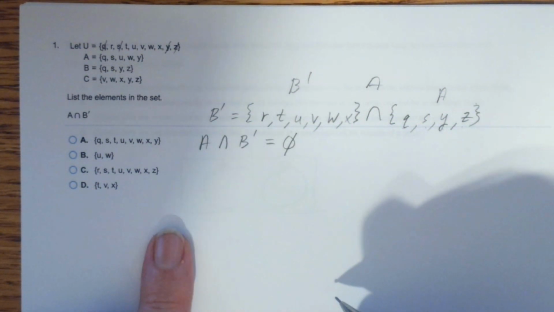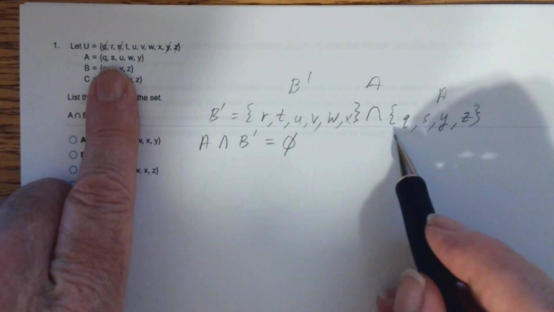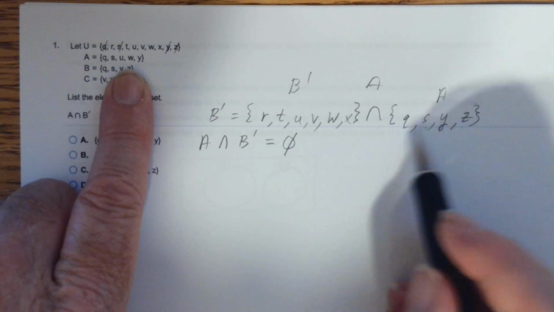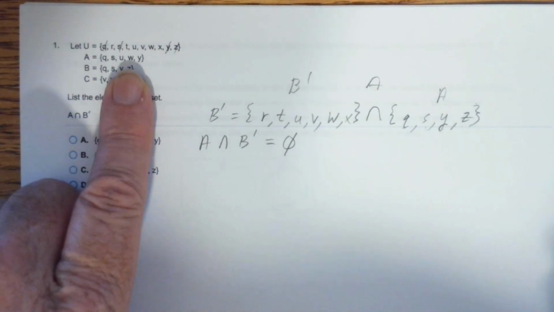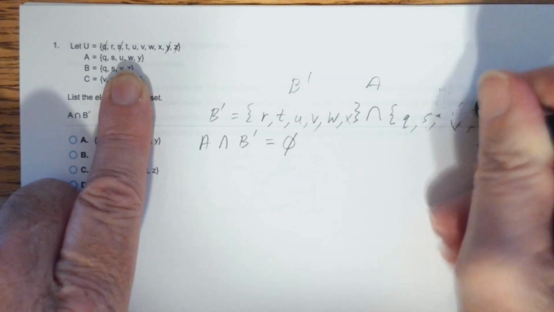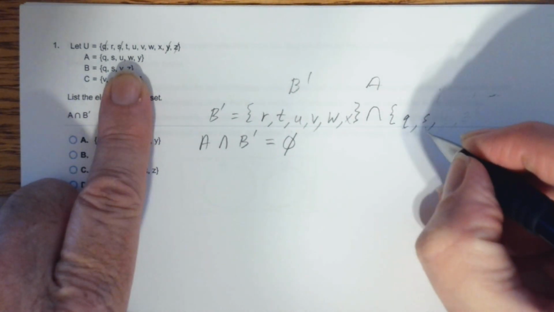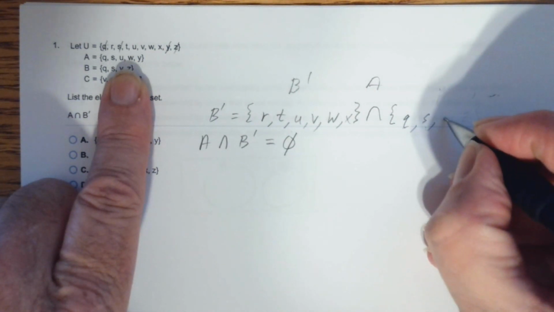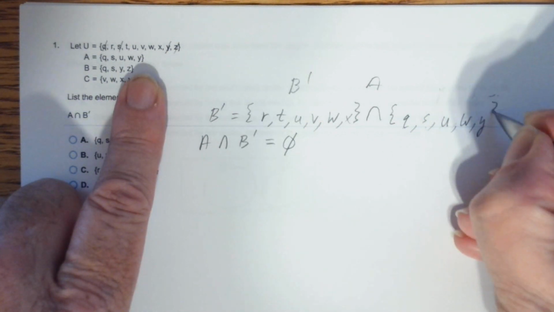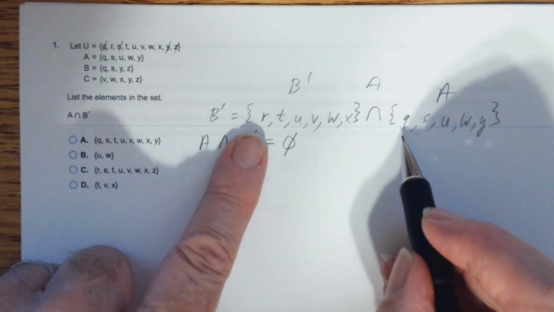Oh, let's see. Looks like I've made a mistake. Let me make sure I have this right. I wrote my A down wrong. I think I switched to another set. So we have Q, S, U, W, and Y that are in A. So that's in A. So let's do this again.